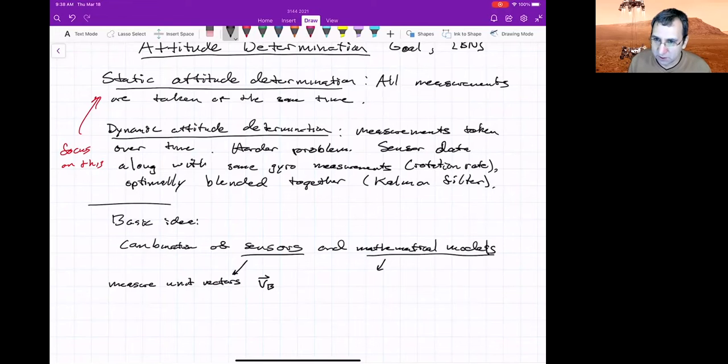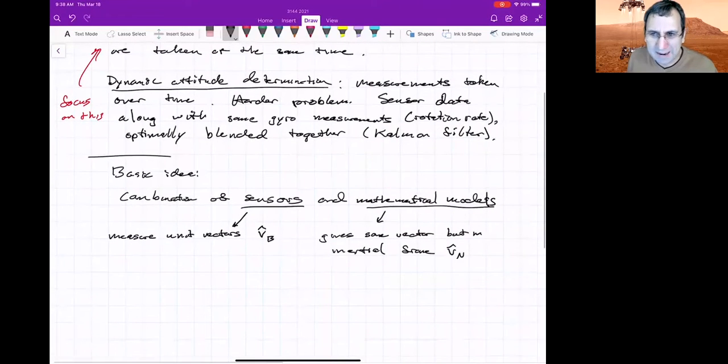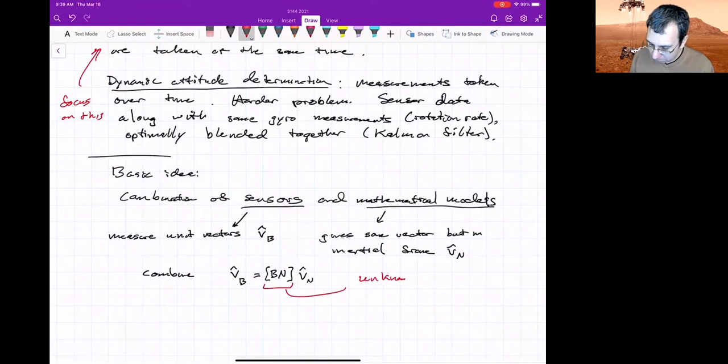So we're also getting the same vector, and to emphasize that this is a unit vector, the same vector but in the inertial frame. Then we can combine these because they should be related. The vector in the body fixed frame should be related to the vector in the inertial frame by the direction cosine matrix, the rotation matrix. This is the unknown that we're solving for.